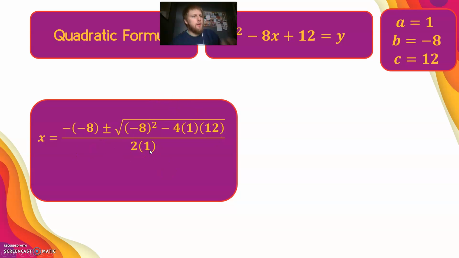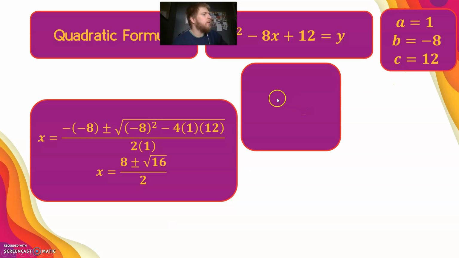So now that you've plugged it in, you can simplify it quite a bit. We'll do negative times a negative. It gives us positive 8 out front. Negative 8 squared is 64, and then negative 4 times 1 times 12, that should be 48, all over 2 times 1 is 2. So you can see that. And I went one step further, which was to take 64 minus 48. That gives you 16. And here's where we are. We can find our positive and negative roots. So up here we'll do 8 plus everything, and on the bottom we'll do 8 minus everything.